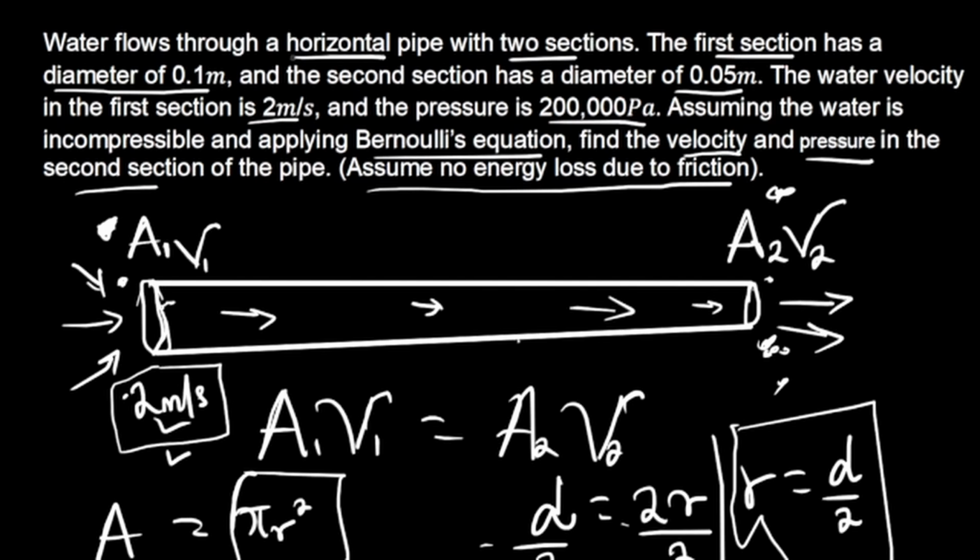So you must look out for these keywords before you get confused in the examination hall. If it says horizontal pipe, it means that the height is 0. It's just on the ground. If no height was given in the question, please know that the height is 0.